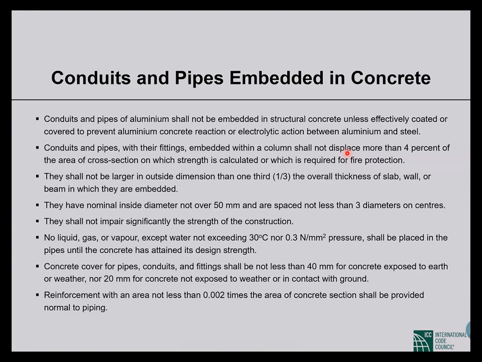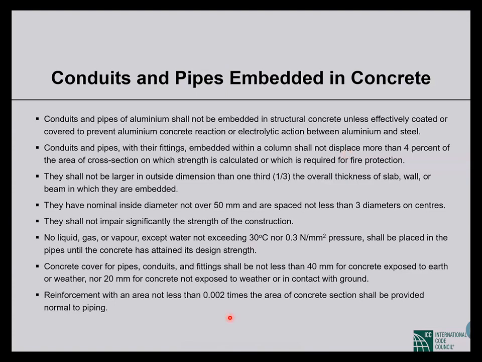So you have a beam or slab. Under the beam, you have conduits or pipes. We call it a concealed pipe. A concealed pipe for electrical wiring purposes or plumbing purposes, where pipes are embedded in concrete.